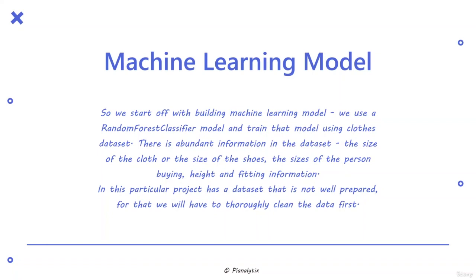In this particular project, the dataset is not well prepared. So for that, we will have to thoroughly clean the data first. Later on in the project, you will be able to see that the data has a lot of NaN values or null values. So we will have to either impute them or directly remove them, and then we can go forward.